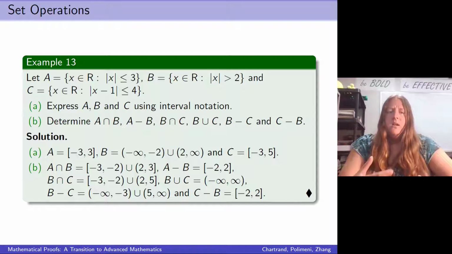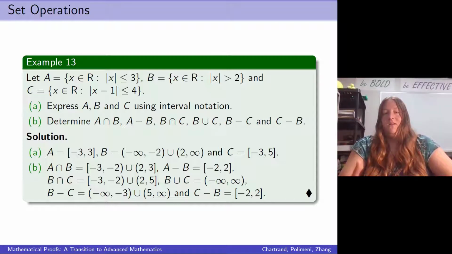So here's another example. You have sets A, B, and C, and we're dealing with some absolute value stuff. So we have to solve some things to figure out what the sets A, B, and C are, using interval notation. Some fantastic practice here, from looking at what we did last time. And we're going to determine our intersections and our differences and our unions. Solutions there. Check it out.